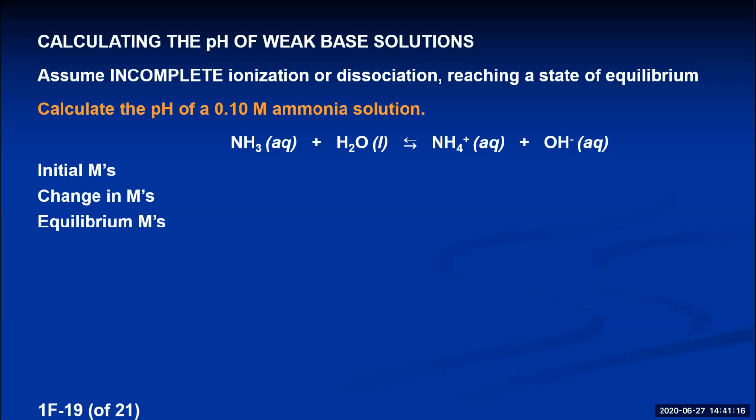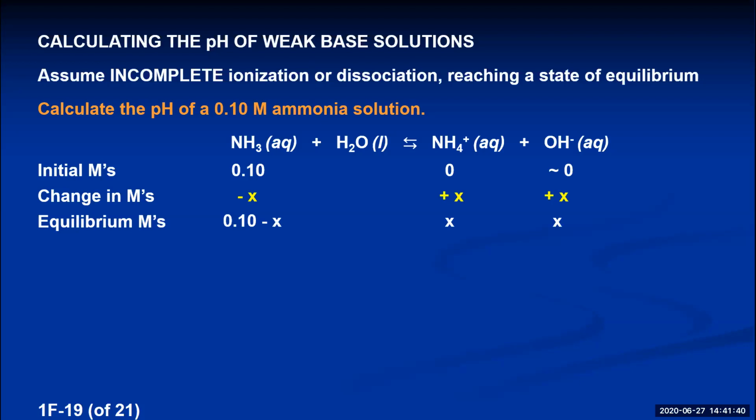Reaction does not go to completion, it goes to equilibrium. We have 0.10 molar of ammonia initially before it reacts with any of the water, so we wouldn't have any ammoniums and any hydroxides. We don't know how much reacts because it's a weak base. So it'd be X reacting away, you'd form X ammoniums and X hydroxides. Adding up the columns, we have 0.10 minus X, X, and X.